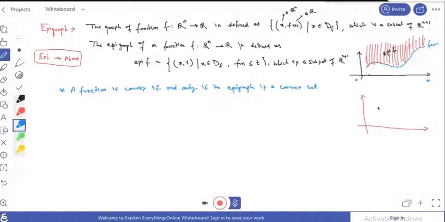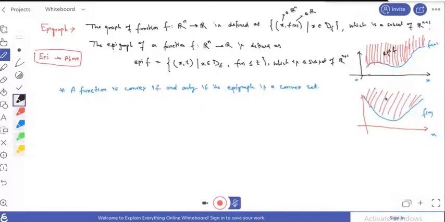Suppose the function is defined like this. So if we take this function in the first quadrant, this is your function f, and here we define the epigraph, and the epigraph is the region that is above that function. Okay, that is your epigraph.